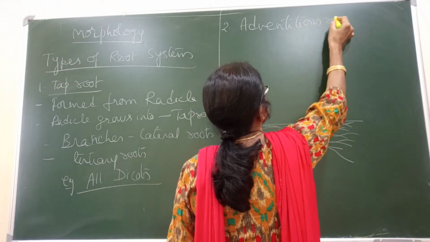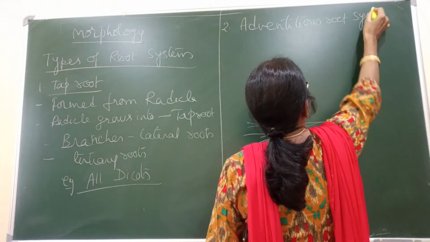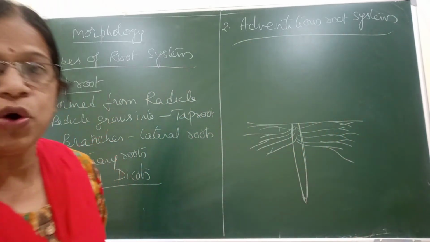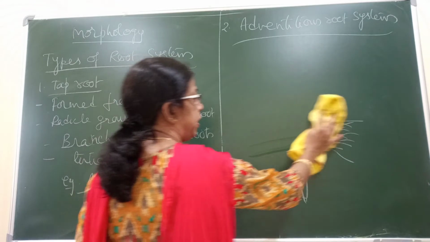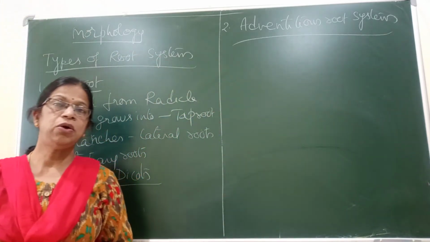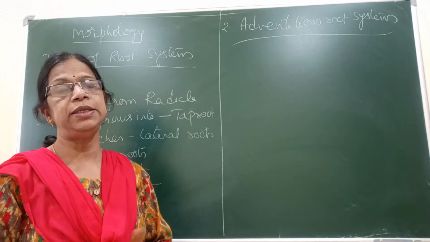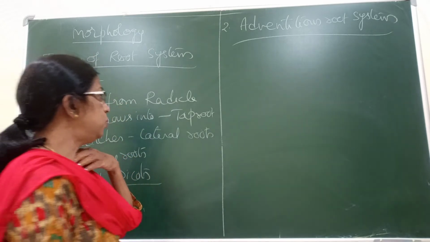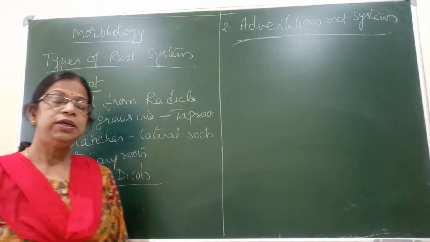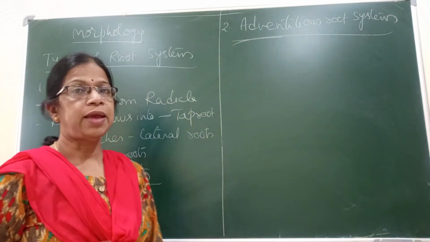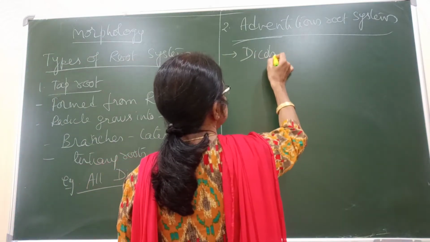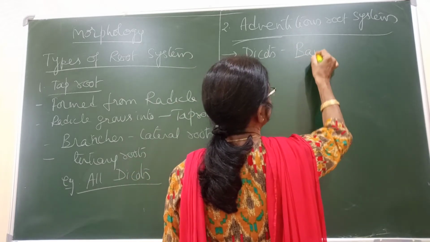Now, next let us see the second one, that is adventitious root system. Adventitious root system is the root system formed from any other part than the radical. Here radical does not help in formation of a root system, but any other part than the radical, when it develops into the root, then it is called as an adventitious root. For example, we find adventitious roots in dicots like banyan.